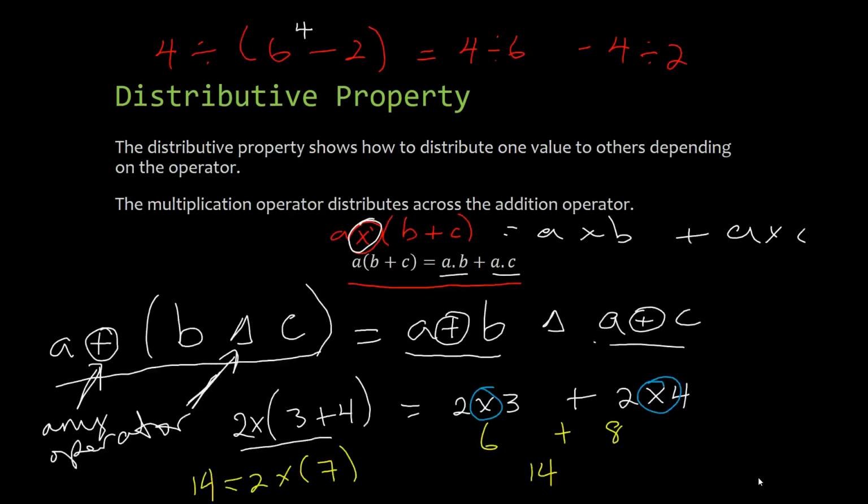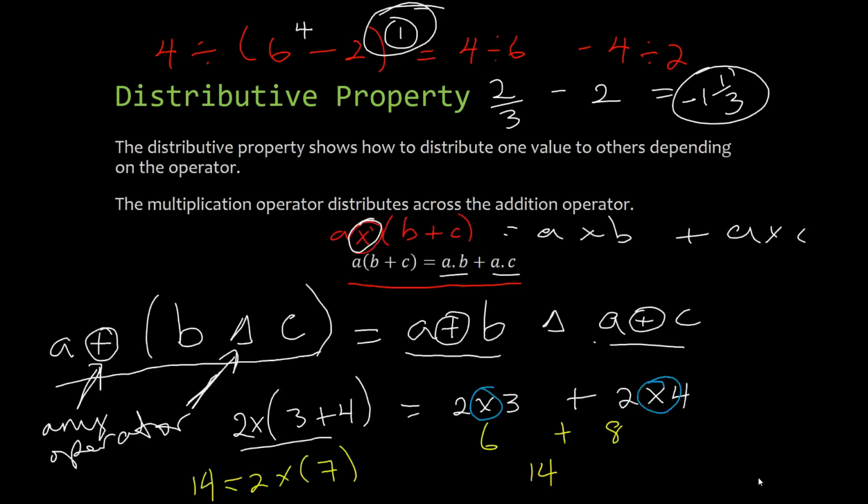4 divided by 4 gives us 1 on this side. Let's check this side. 4 divided by 6 is 2 on 3. 4 divided by 2 is 2. So 2/3 minus 2 will be 1 and 1/3, and it's going to be negative. And you can see right away that this does not match this side. So it is not distributive.